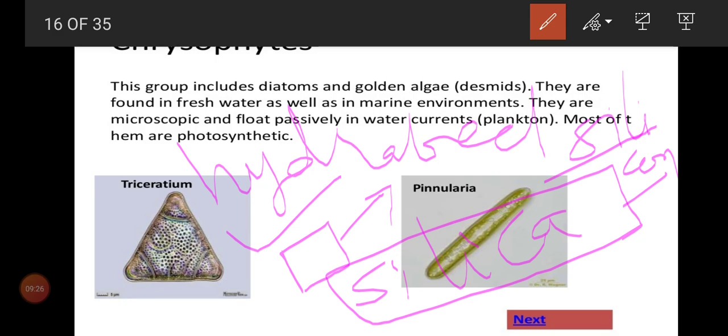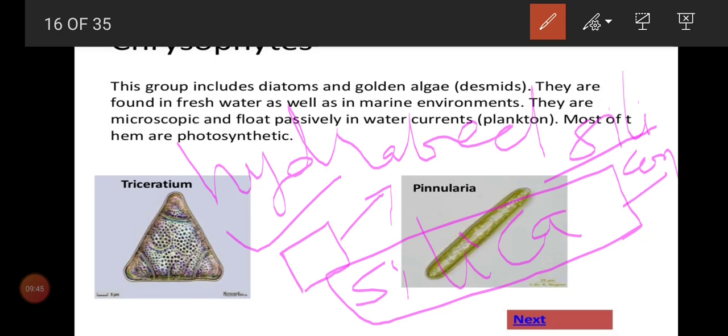Diatoms are also the chief producers in the oceans. Why? Oceans also need producers, no? The producers present in the ocean are diatoms. This producer is eaten by the primary consumer, so the food cycle continues from the diatom.